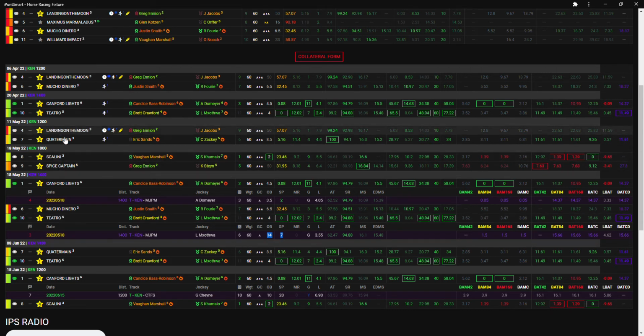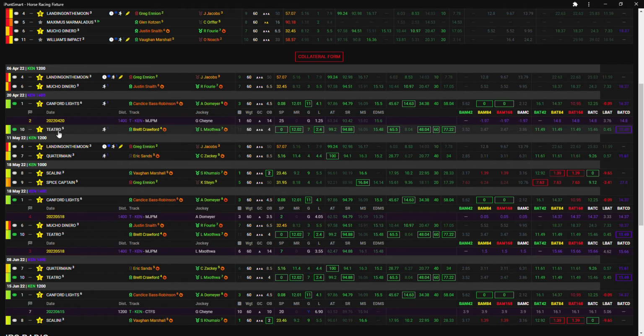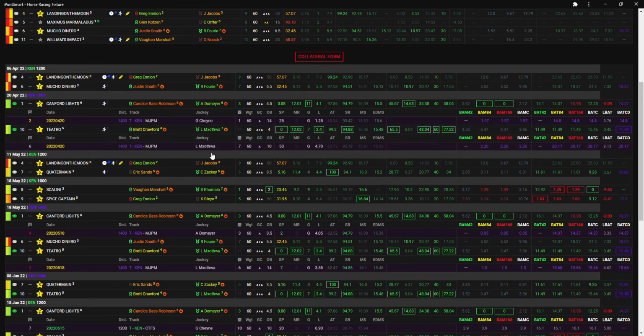Then Canford Lights and Teatro at the top here. Here Teatro was a 4.7, and Canford Lights was a 1.25. So that's 3.45 lengths better for Canford Lights over the exact same course and distance that we're doing today. It was Greg Shane on board, now it's Duamar on board. That's something to consider as well. And we're here, Teatro as Mokotwa versus Mokotwa.